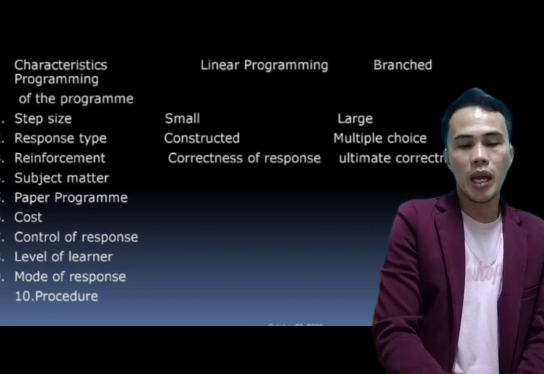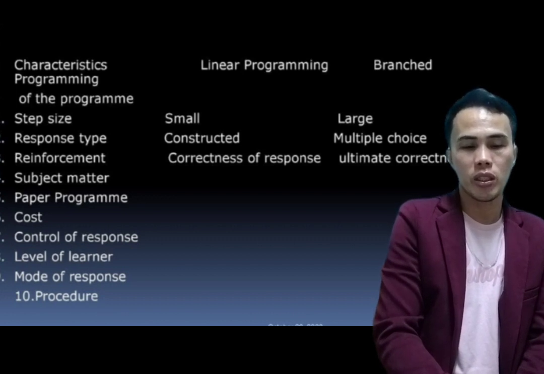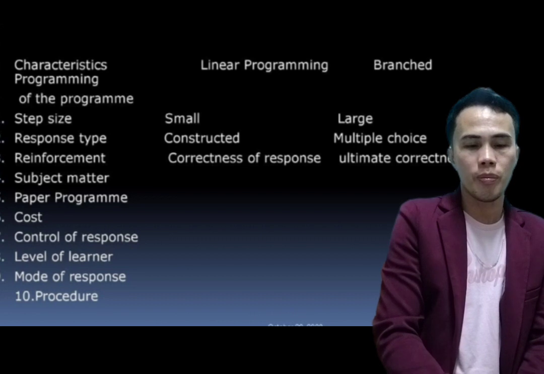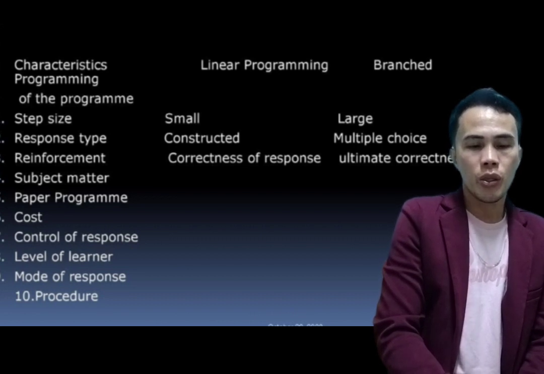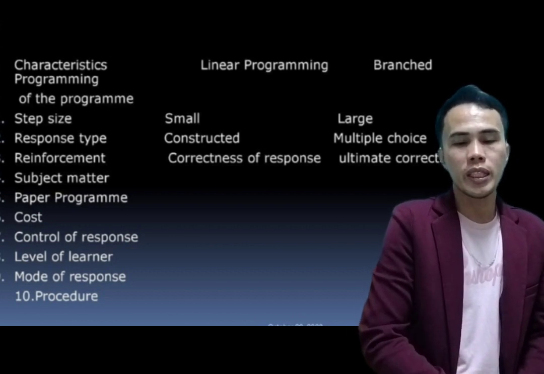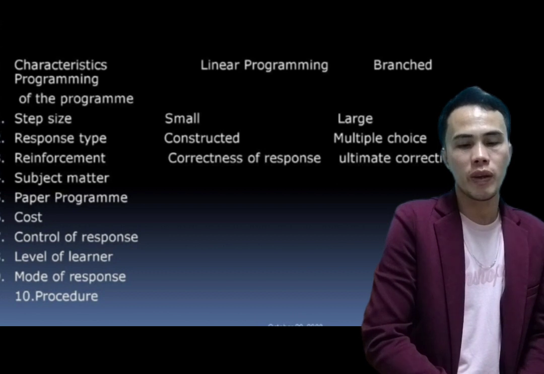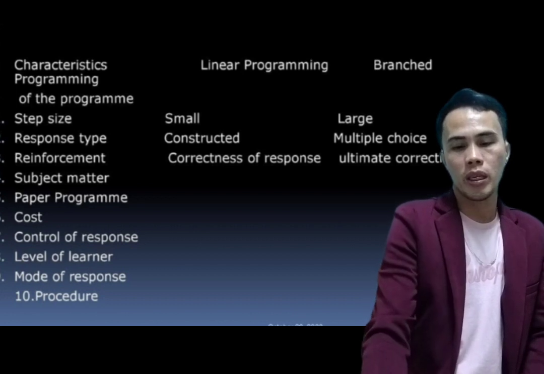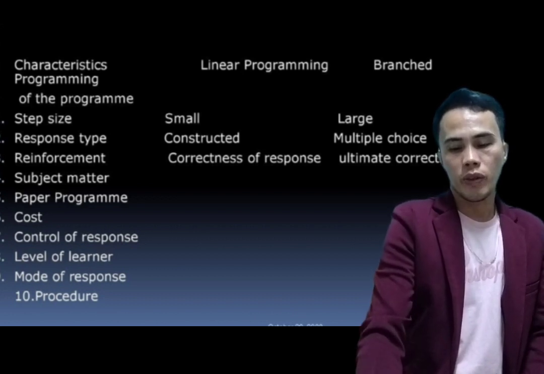So this time we're going to discuss linear programming and branching. In the characteristics of programming, we have the step size, the response type, the reinforcement, the subject matter, the paper program, the cost, control of response, level of learner, mode of response, and the procedure. In linear programming, we have small, constructed, correctness of response, and the branch is large, multiple choice, and ultimate corrections.